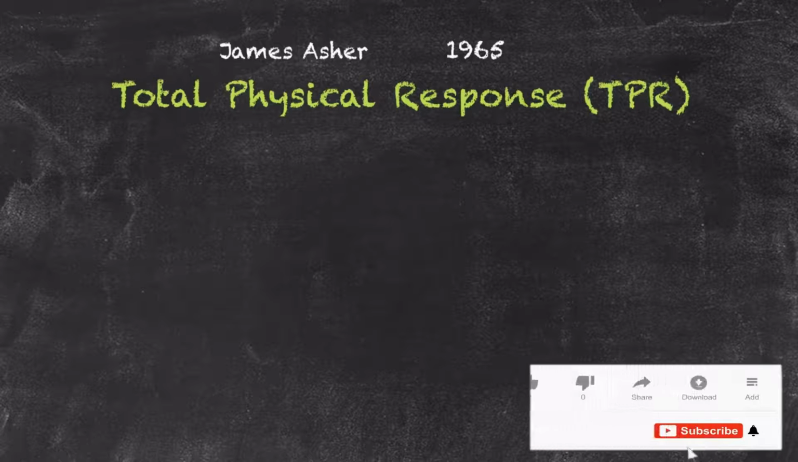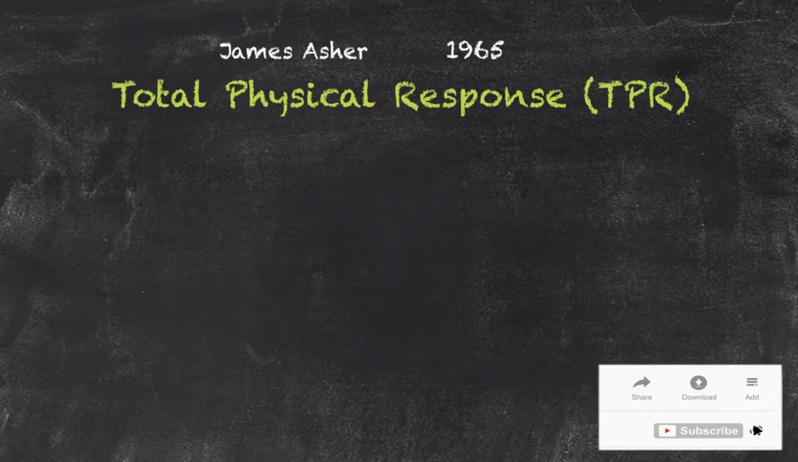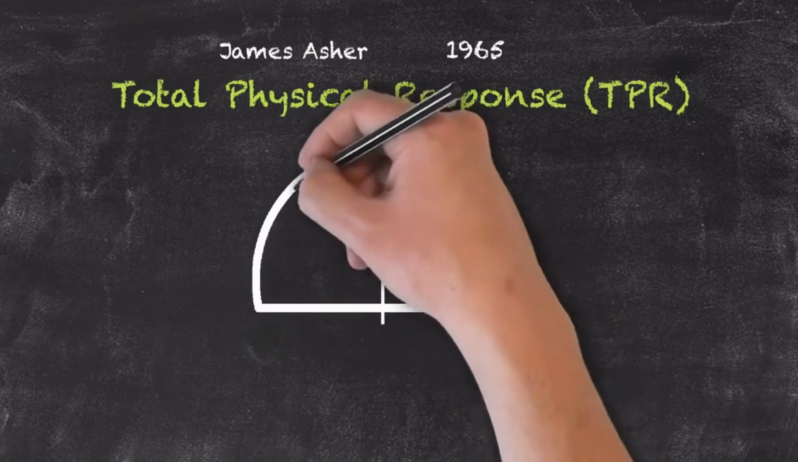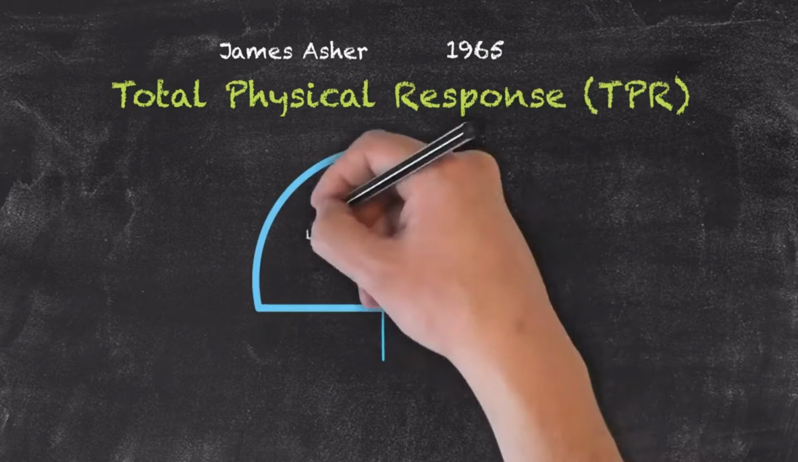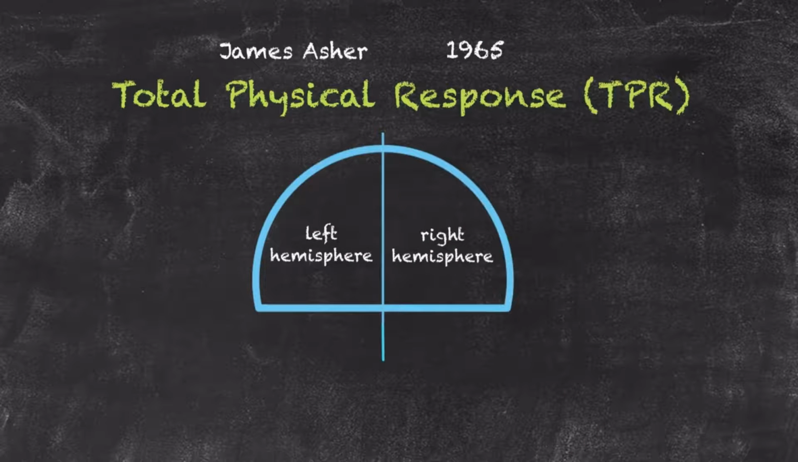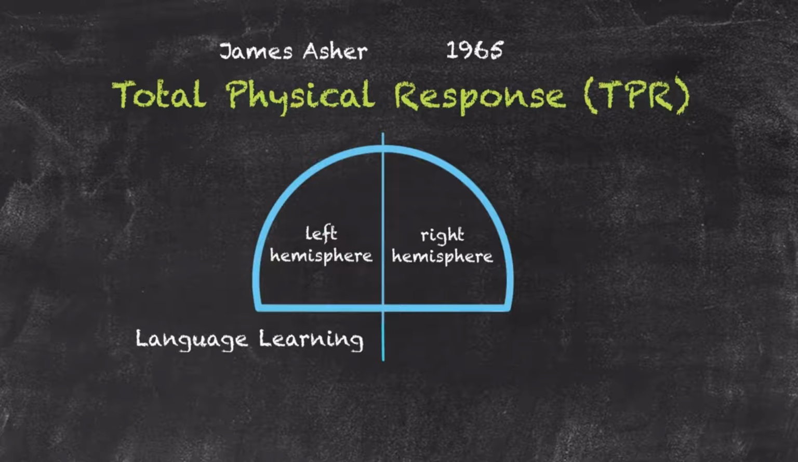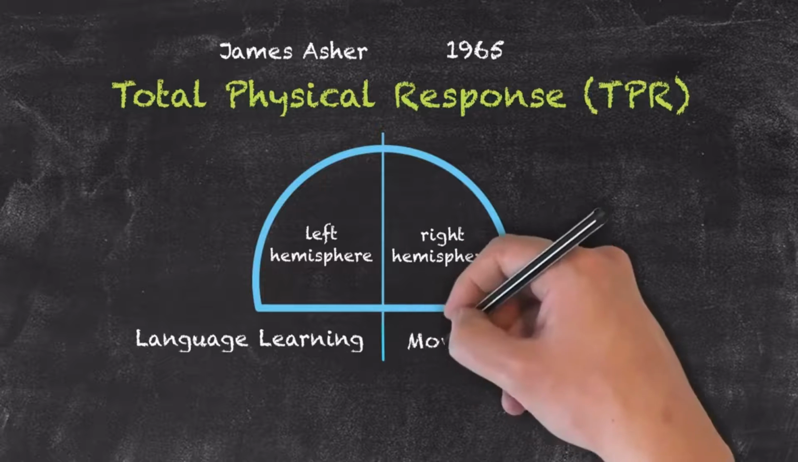So Asher started to have a look at ideas of how to use the whole of our brain in language learning in the way that we do when we're very young. It's accepted that within our brain there are two hemispheres. One is the left hemisphere, the other is the right hemisphere. And one of the functions of the left hemisphere is language learning. One of the major functions of the right hemisphere is controlling our body's movement.